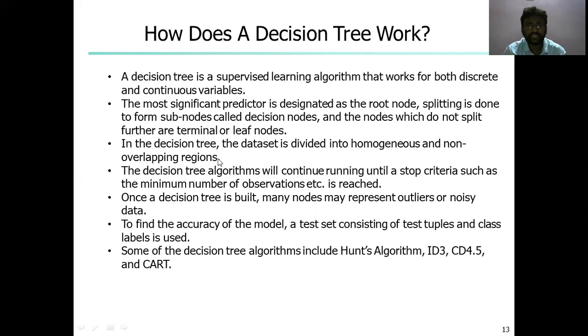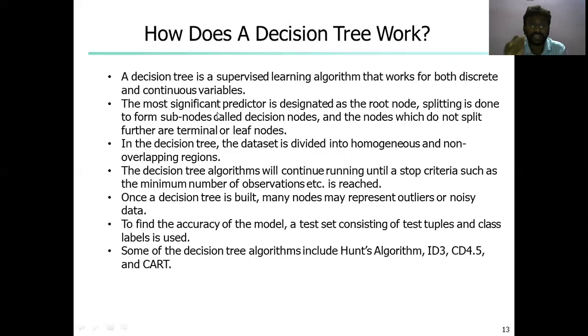In the decision tree, the data set is divided into homogeneous and non-overlapping regions. These regions follow a top-down approach, from the top to the bottom. That means there is a root node, then internal nodes, down to the leaf nodes. In the top-down approach, the top region presents all the observations in a single place, which splits into two or more branches that split further.